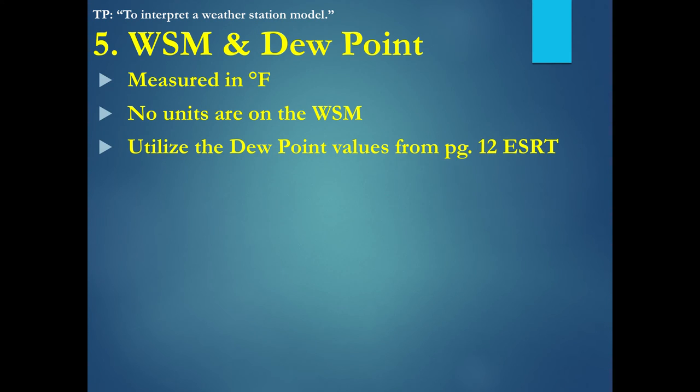5. WSM and dew point. This is also measured in Fahrenheit, like with temperature. No units are on the weather station model. And you can also utilize the dew point values from page 12 of the ESRT with the dew point. In addition, you can also figure out the relative humidity with the air temperature and the dew point temperatures on the weather station model. So you can really utilize both tables on page 12 of the ESRT from the WSM.